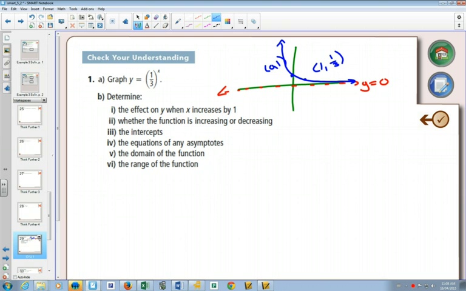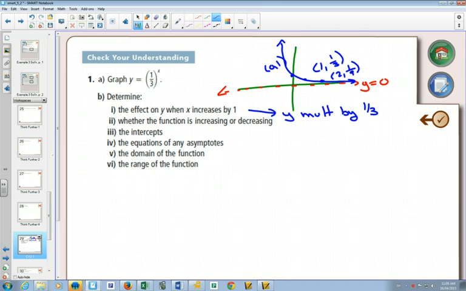What happens to y when x gets increased by 1? Well, all that y is going to do is get multiplied by 1/3. So each time you go up by 1, for example, if we labeled this point, you'd get (2, 1/9). You would just multiply the previous value by 1/3.